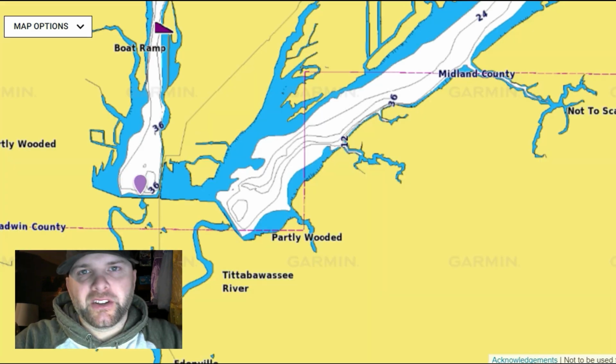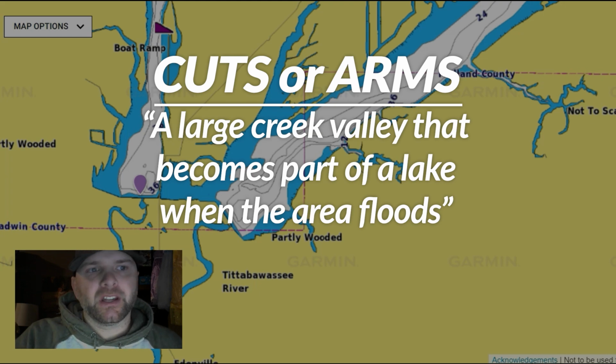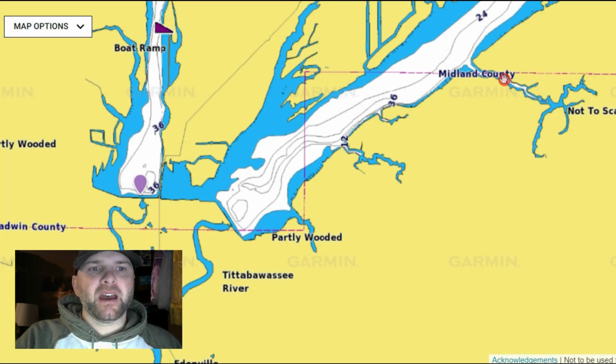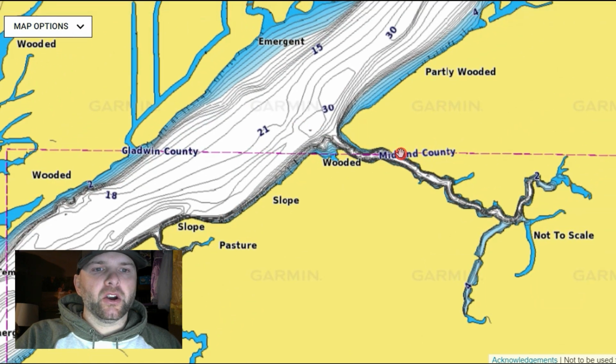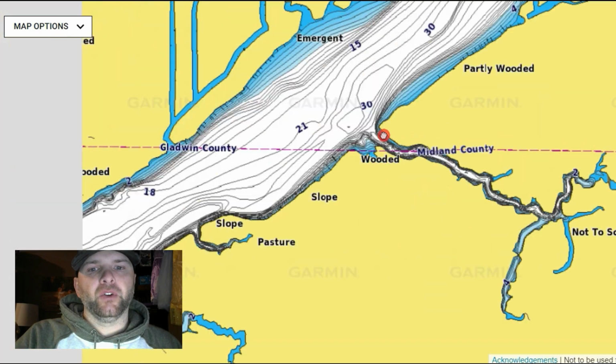So the next term that we're going to talk about are cuts or canals or creeks. And you heard me mention a little bit when we were looking at Dale Hollow Lake, but they're also very easy to identify on a lake map because they're these arms essentially coming off your body of water, areas where it's attached to the main lake and it tapers down into these offshoots, these cuts or creeks coming off of your main body of water.